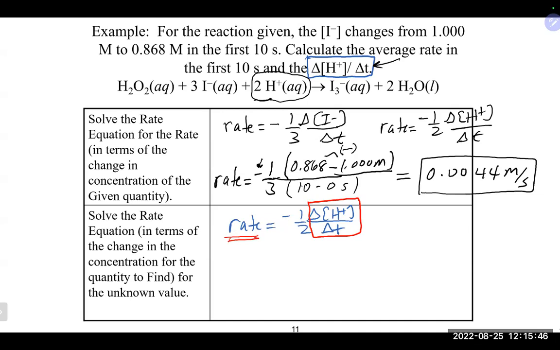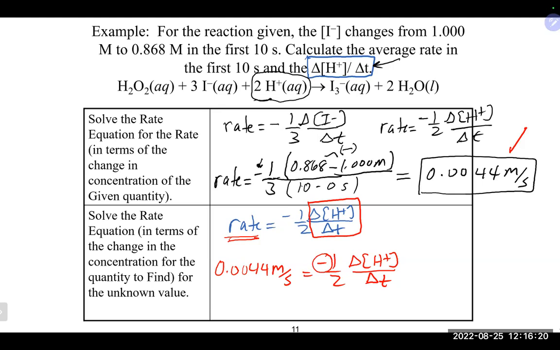And where can I find the rate? I just solve for it right here, right? So that is the same rate. So that would mean that we would have 0.0044 molar per second is equal to -1/2 change in the concentration of H plus over the change in time. To solve for that, we need to do what with the 2? We need to multiply it to the other side, but not just the 2. We also need to take the negative with it, right? So we got to multiply the -2 to the other side.